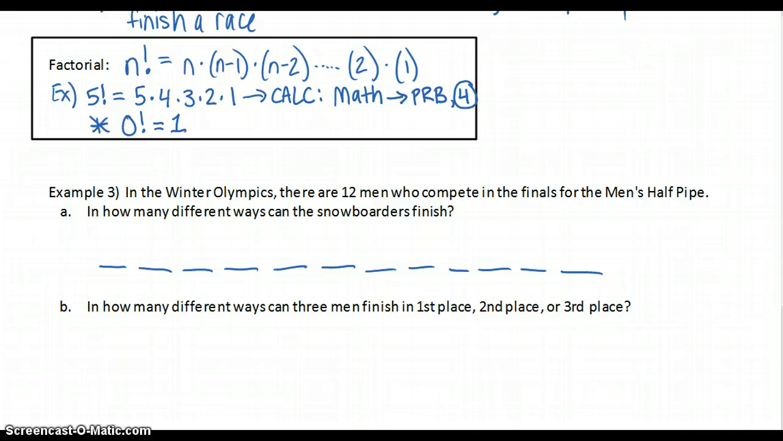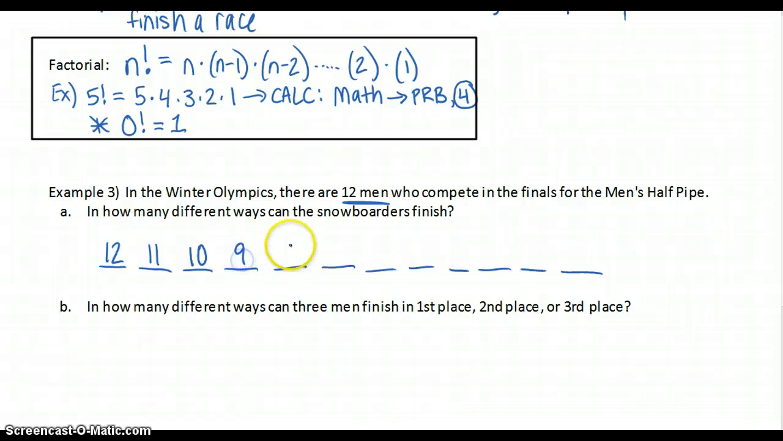So the person who finishes first, well, we have 12 different men, so there are 12 different people that can finish first. In second place, well, the person who finished in first place can't finish in second also. So we have one less person, that means we have 11. Third place, it's the same idea, right? Whoever finishes in first can't finish in third also. And whoever finishes in second can't finish in third. So we got 2 less people that we're worrying about. So then it's going to be 10 possibilities.